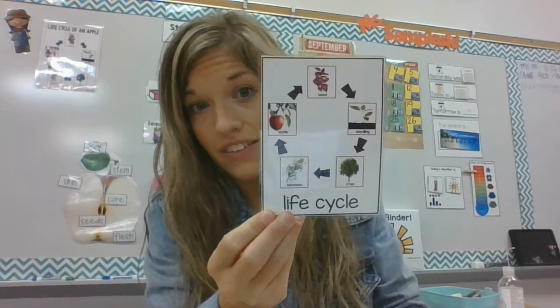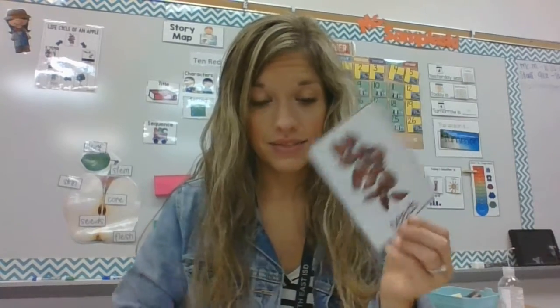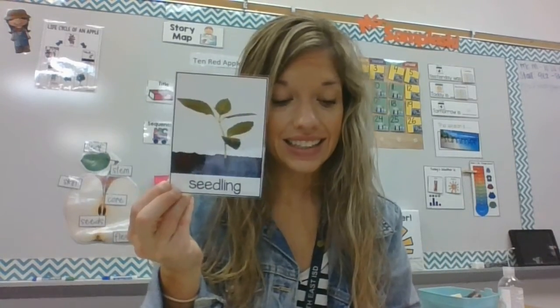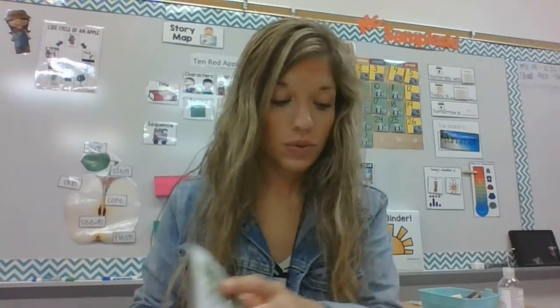So yesterday we began to introduce what we call the life cycle of an apple, what it takes to make an apple grow. And what we're going to see are a couple of vocabulary words. We're going to see the words seed, seedling, tree. We're going to see blossoms. And then finally, we're going to see apples.